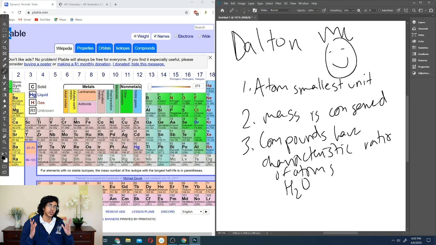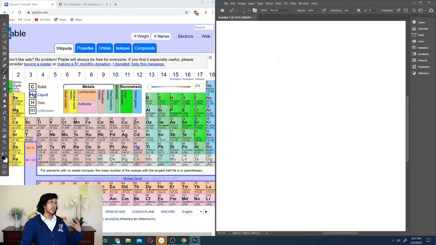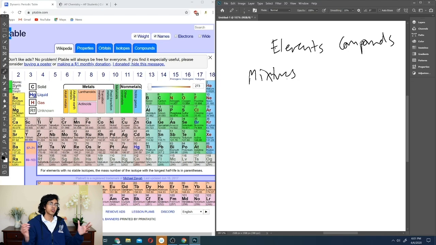Now that we know the law of constant composition exists, we can start writing out formulas to represent compounds. Let's go over really quick what makes up different types of materials. You've got your elements, which are pure substances made up of only one element. Then you've got compounds, which are pure substances made up of multiple elements. Then you've got your mixtures, which are made up of multiple compounds. They're not bonded to each other covalently, but they are together in the same mixture.